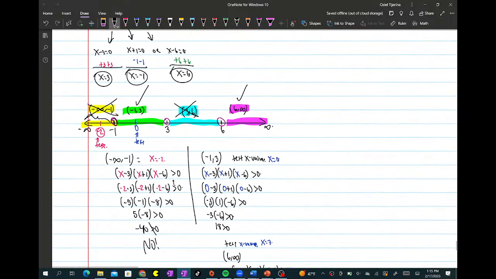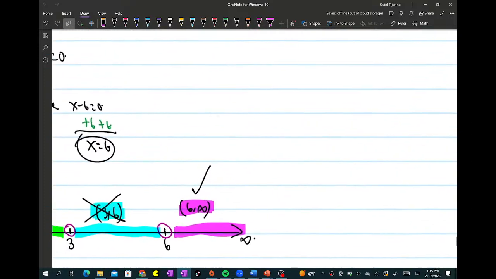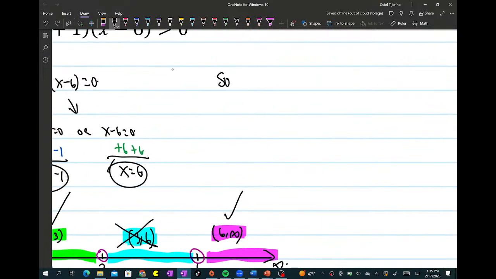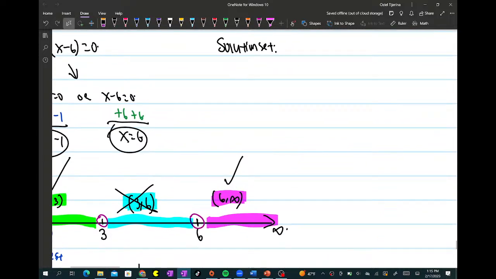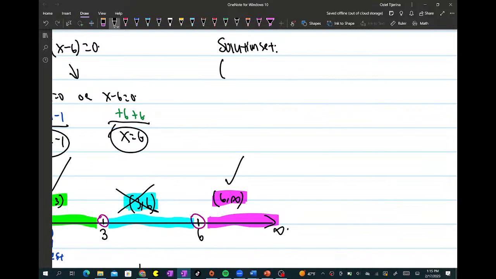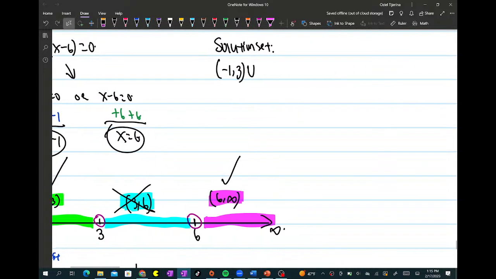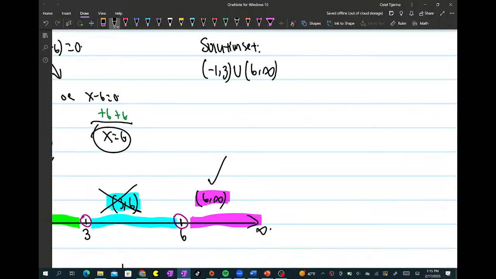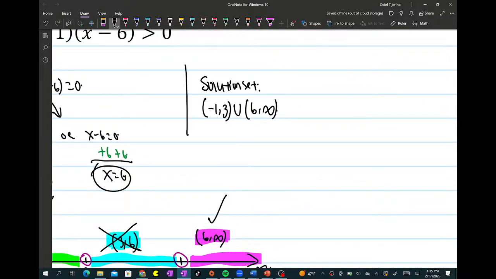So now look at your check marks, right? We know that negative 1 to 3 works. We know that 6 to infinity works. So the solution set would be from parentheses negative 1 to 3 union 6 to infinity. And this is our final answer for this problem, guys.